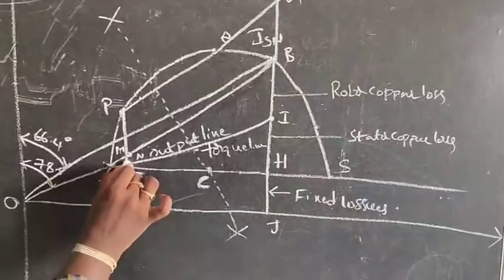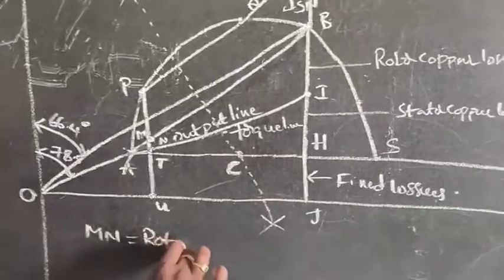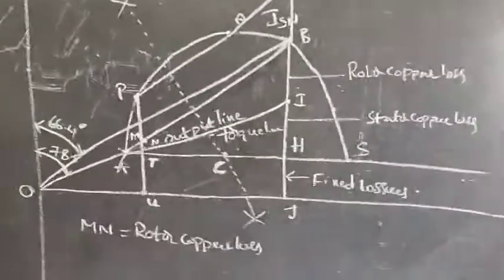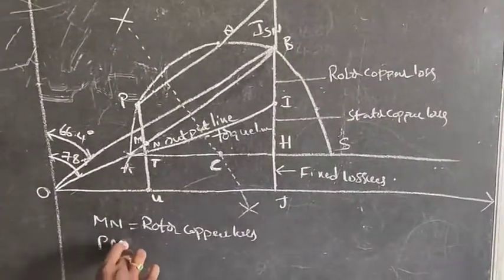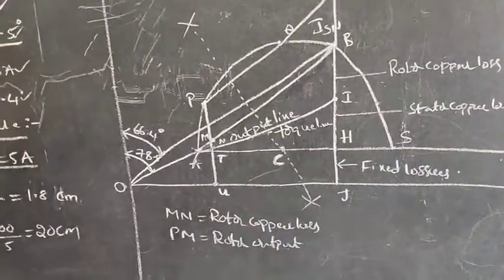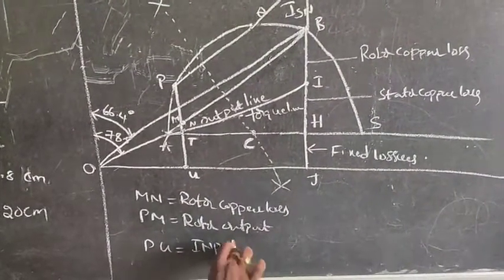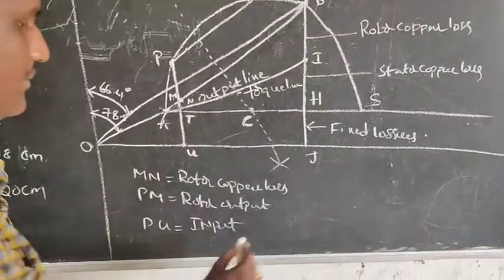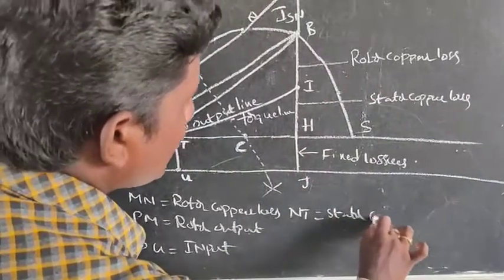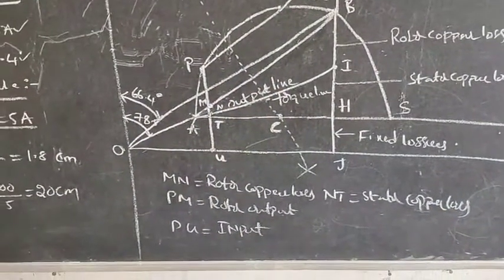Here, MN equal to what? Rotor copper loss. PM equal to rotor output. PU equal to input of the motor. NT equal to stator copper loss.